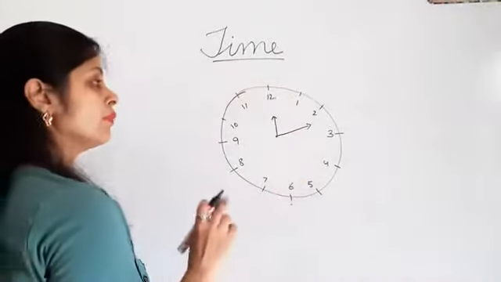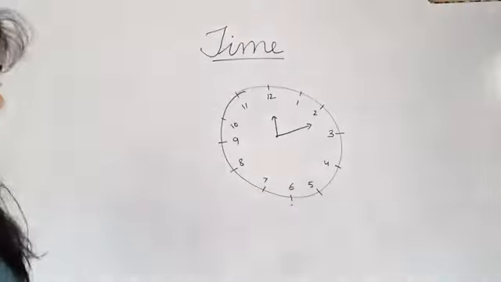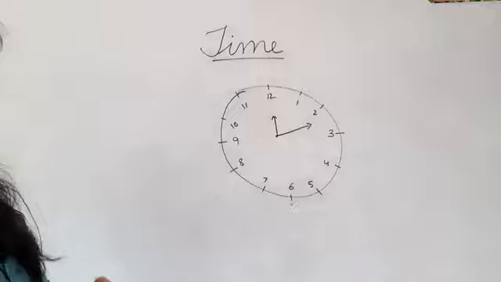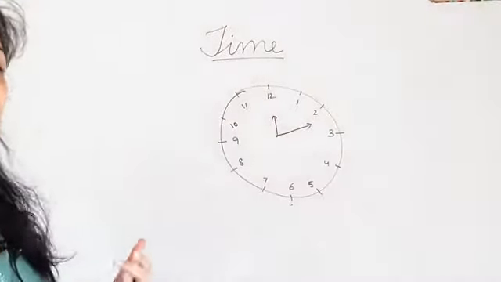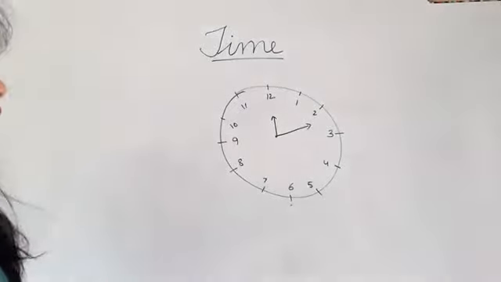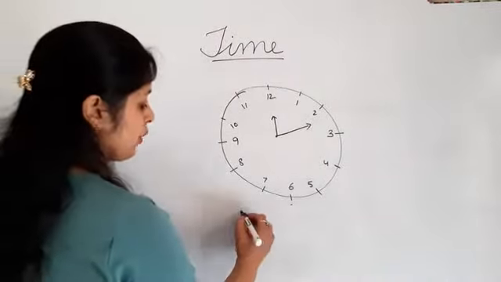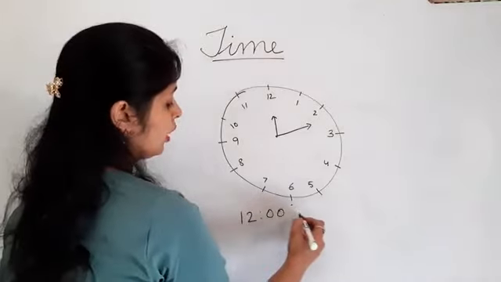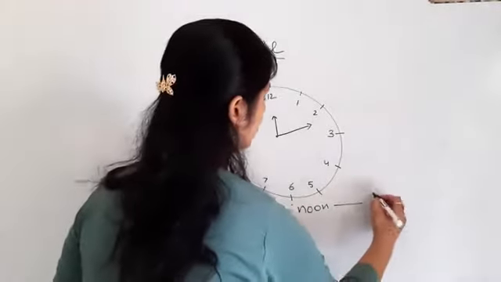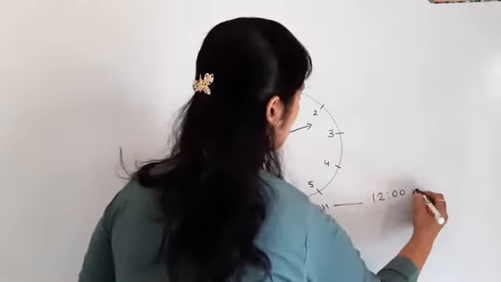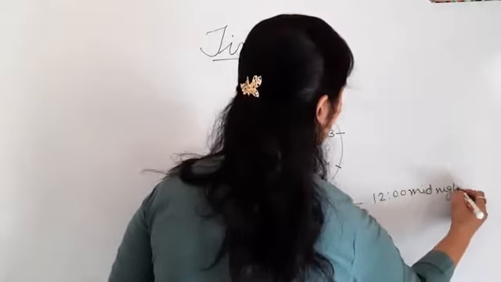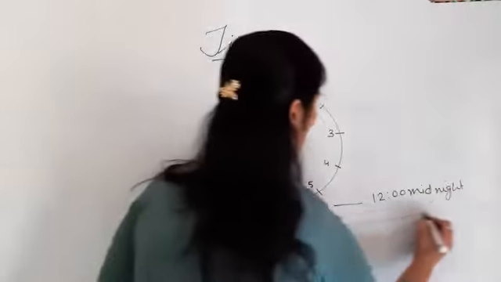So in day and in night, two times we are having 12, because we are having 24 hours in a day. So two times we get 12, at noon and at night. So the time between 12 o'clock noon to 12 o'clock midnight, we count it as PM.